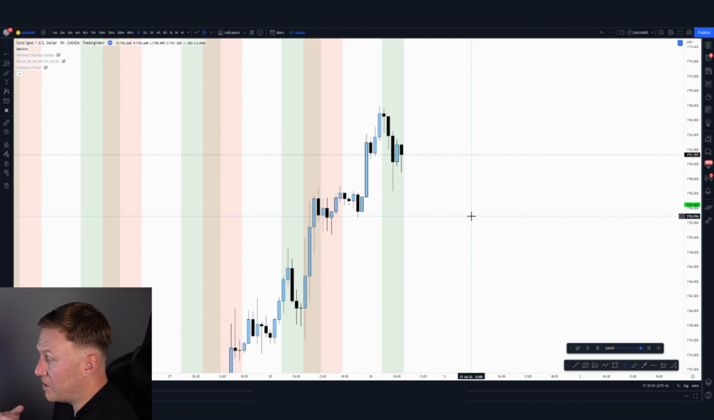All right, so what we're looking at here is gold. This is a 1 hour time frame, and I want you to take a second and take a look at this price action and what do you see? More importantly, where is the trap?